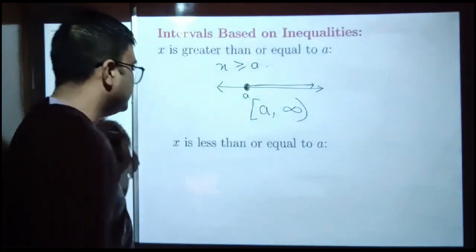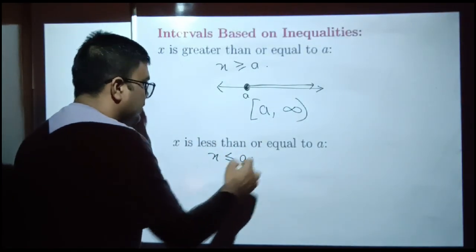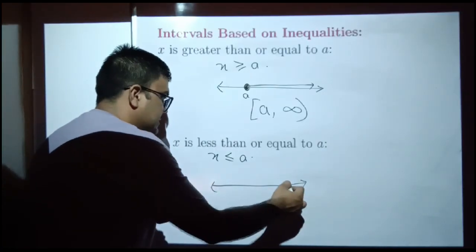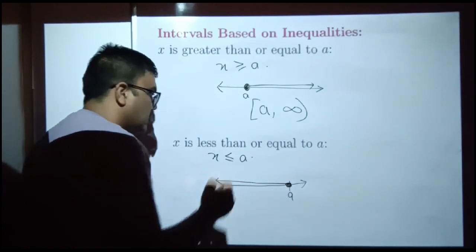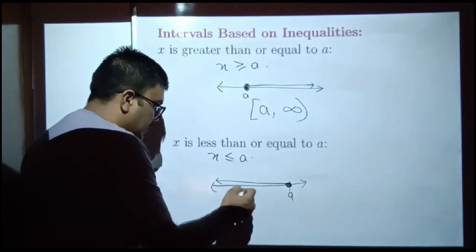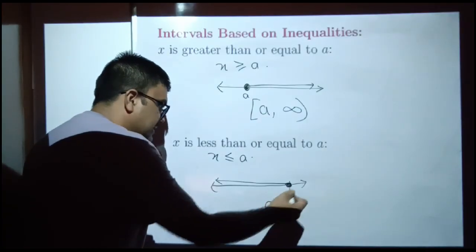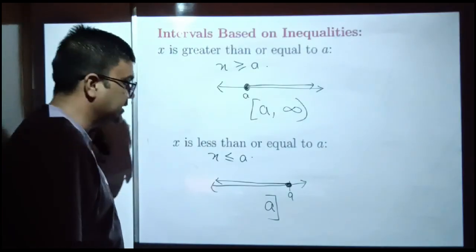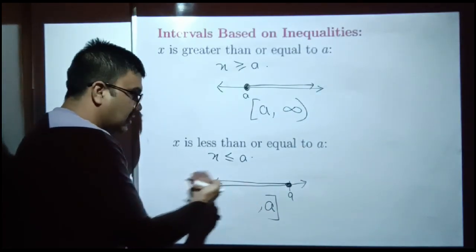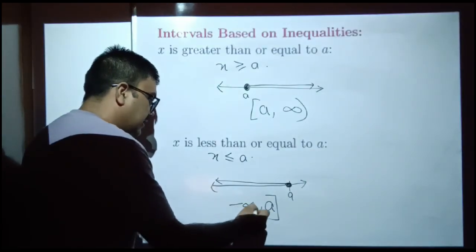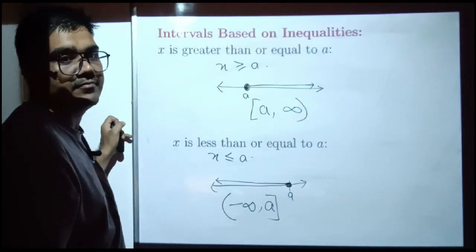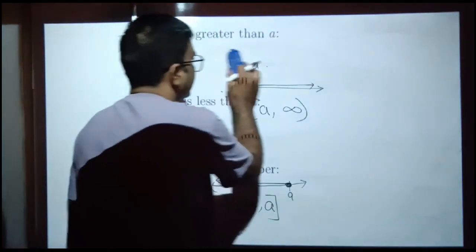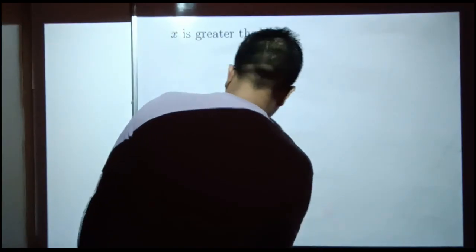Next, x is less than or equal to a. We are talking about the case where point a is there. This is the real line. Less than or equal to means this point is included. We are talking about all points less than or equal to a. So a is now the upper limit for this interval. What is the lower limit over there? There is no lower limit, so how are we going to write it? Minus infinity with the round bracket. So these are all subsets of R. These are all subsets of the set of real numbers.